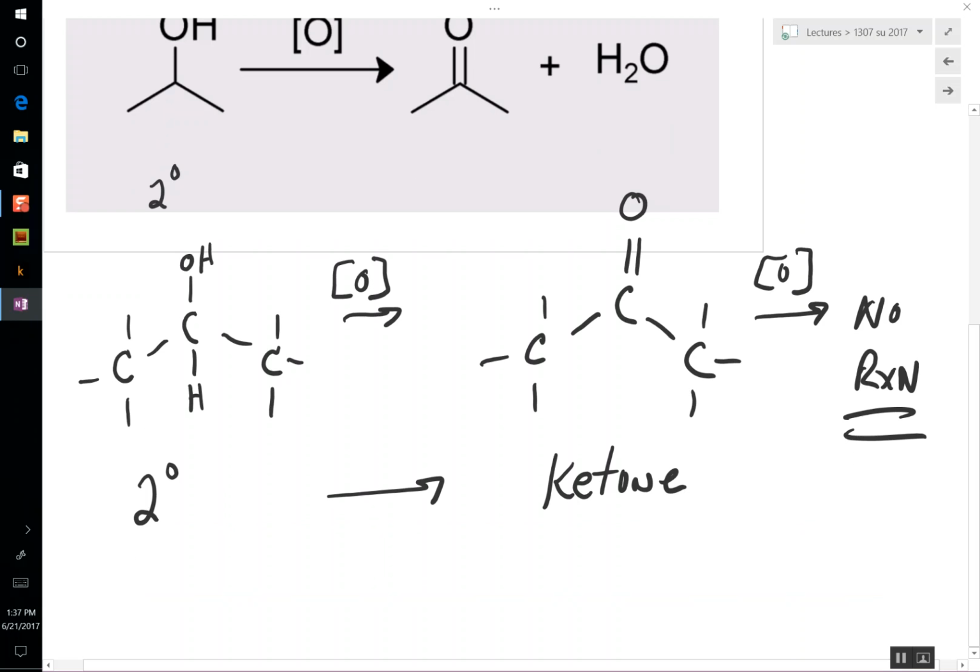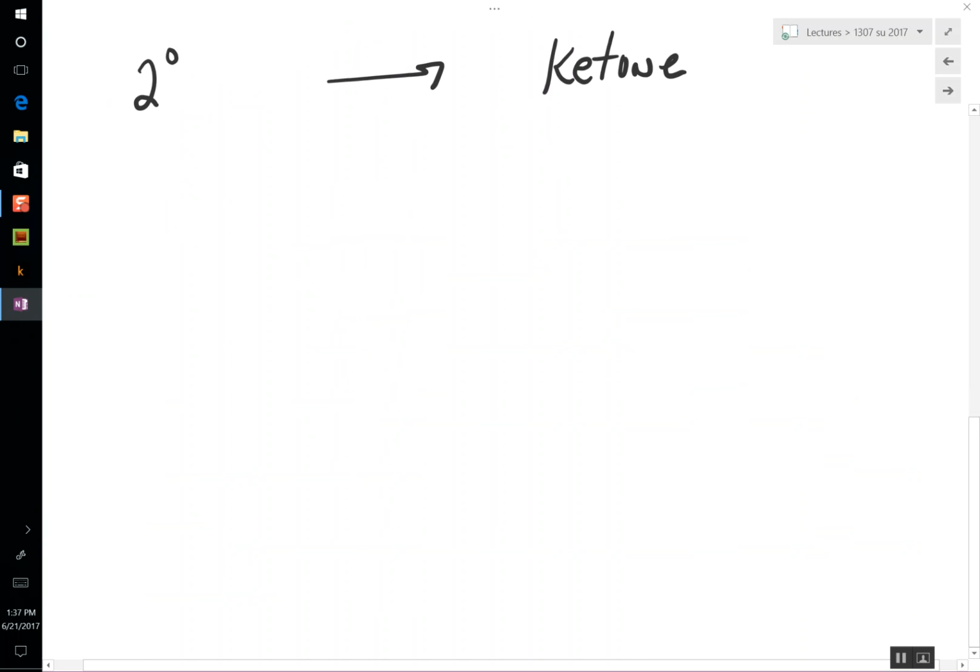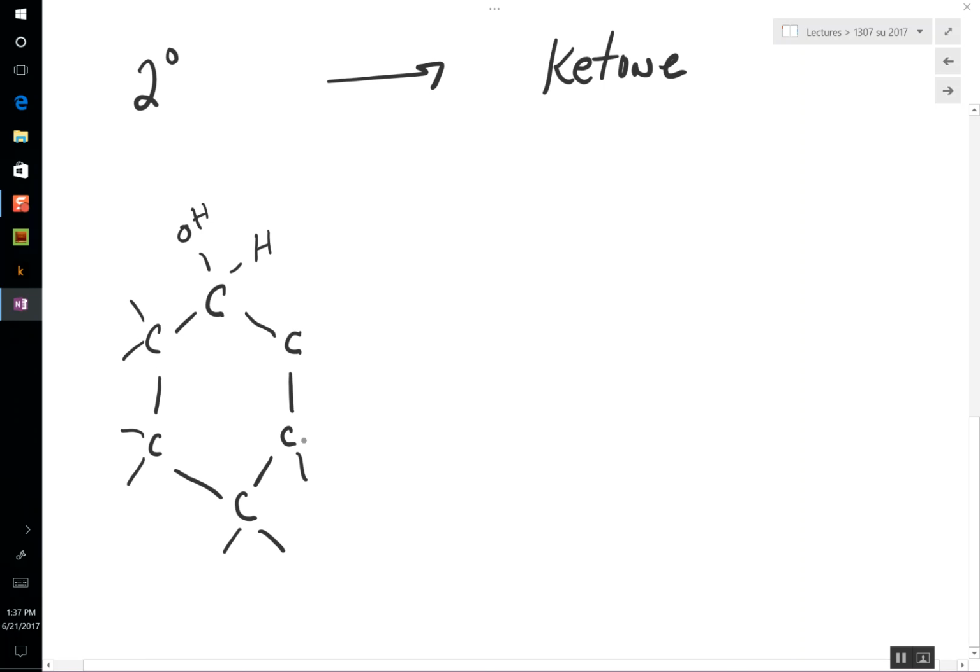Well, let's do one. Well, let's do a tough one. Here's a secondary alcohol. What is that going to produce? Let me see some of your drawings.